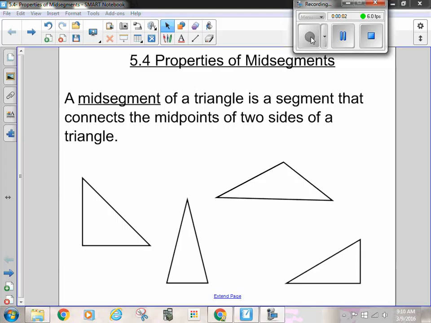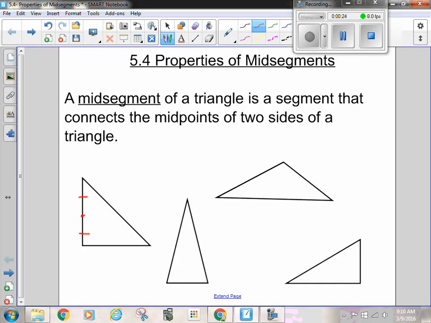Alright guys, 5.4, which is properties of midsegments. We're going to look at two types of midsegments. The first one we're looking at is the midsegment of a triangle, and that's a segment that connects the midpoints of two sides of a triangle. Now, midpoint means, remember, that it's exactly in the middle, so these two sides would be congruent.